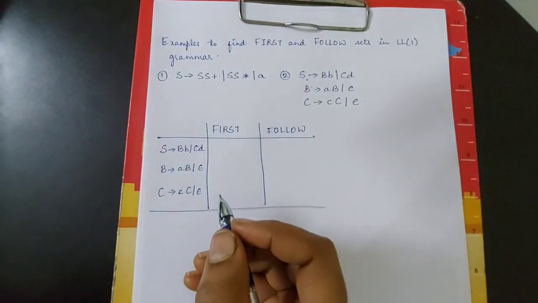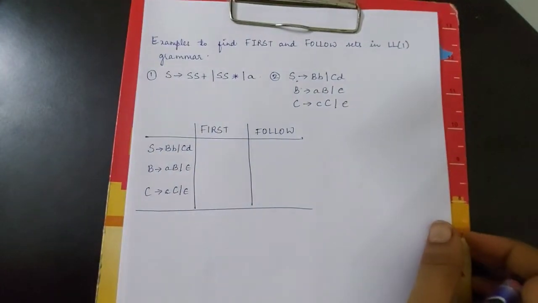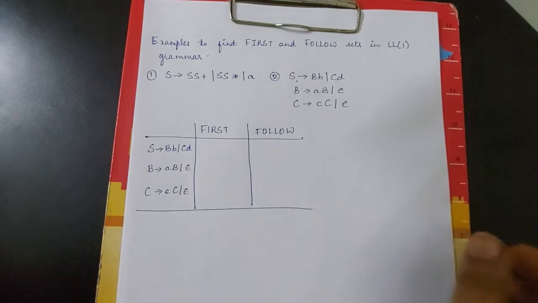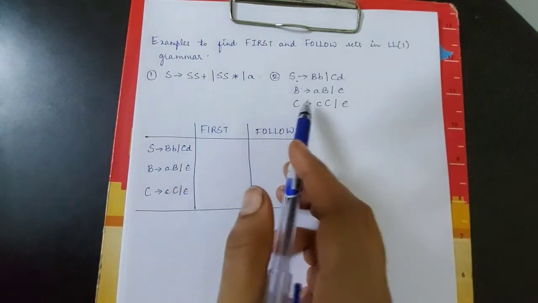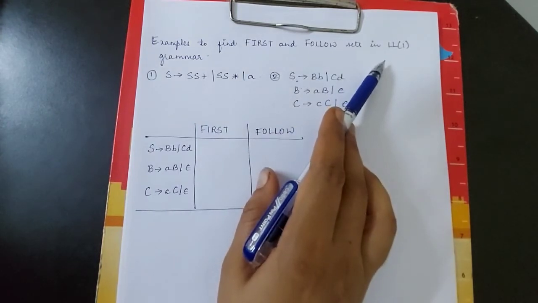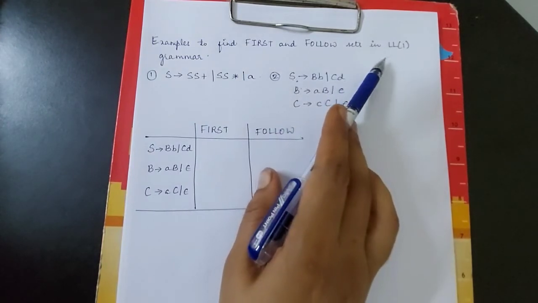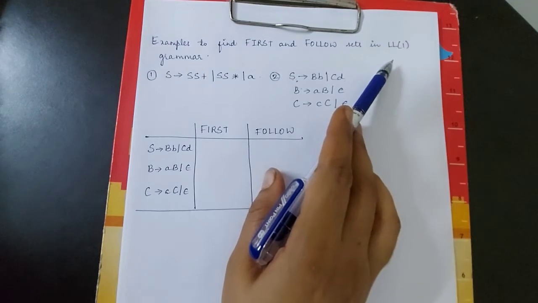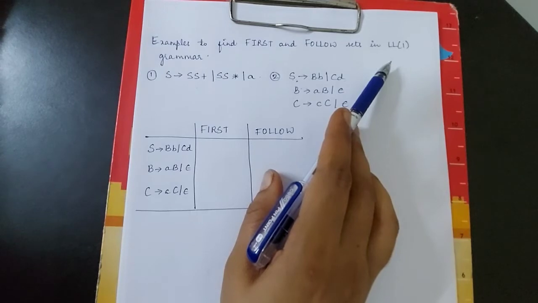Hello everyone. In this video, let us try to find first and follow sets for the given LL(1) grammar. So we have taken these two grammars. A grammar, if it has to be LL(1), if it has to follow the rules of LL(1), then it should not be ambiguous, and it should not be left recursive, and the third property is it has to be left factored.